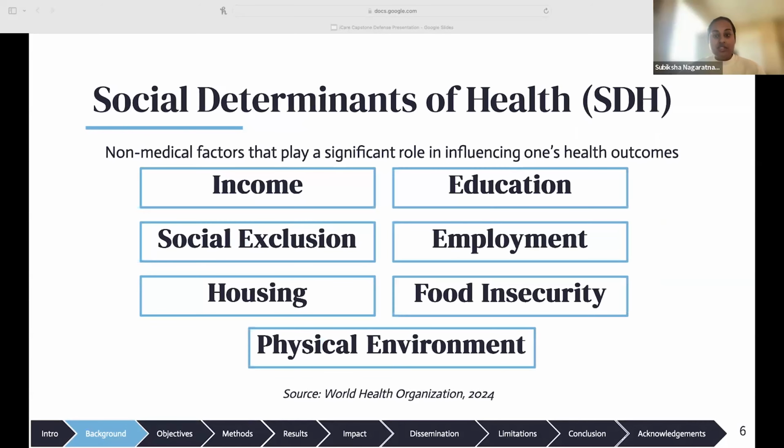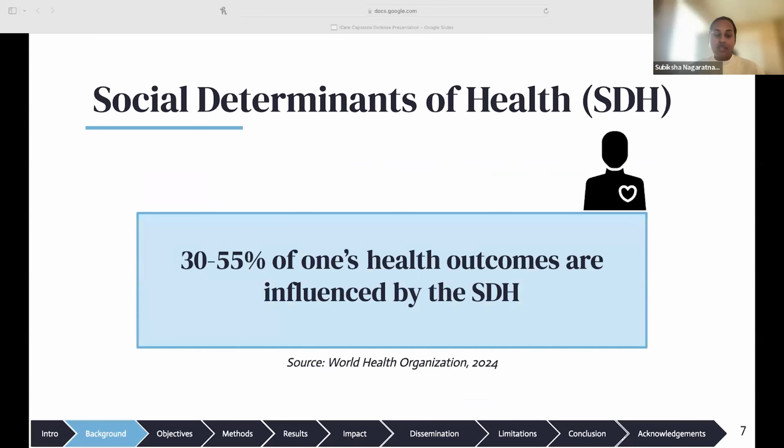The social determinants of health are non-medical factors that play a significant role in influencing one's health outcomes, and more importantly, health equity. These common factors include income, education, social exclusion, employment, housing, food insecurity, and physical environments. It's estimated that 30 to 55% of one's health outcomes are influenced by the social determinants of health, and these differences in health outcomes contribute to health inequities.